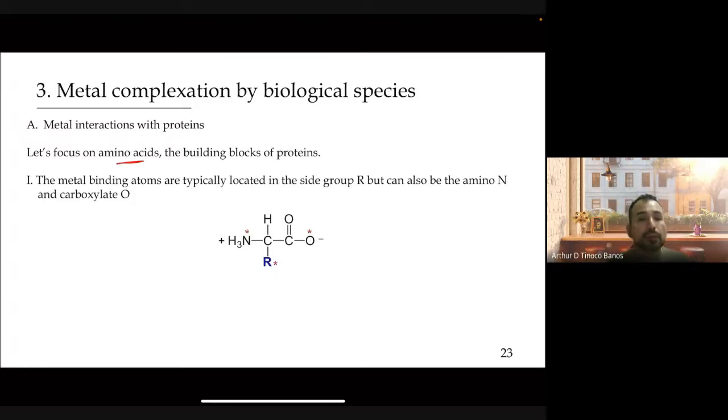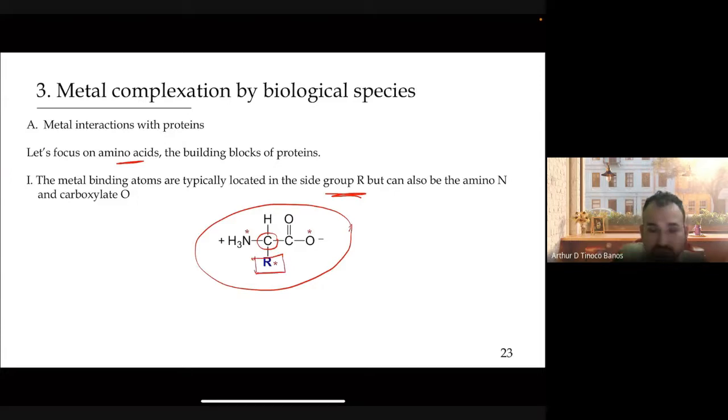The metal binding atoms are typically located in the side group R. So let's look at a generic amino acid. Here I have the drawing of a generic amino acid, where you're focusing on the carbon, and you have 4 different groups around it. You have the side group R, which I'm representing with that label R, a proton, and the carboxylic acid group and the amino group. The way I have drawn it here is in its ionic form, so you have the amino as positively charged and the carboxylate as negatively charged. This is a representation of the amino acid.